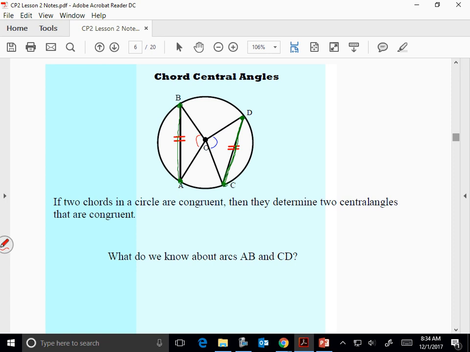What do you think? If their chords are the same length, what would these two chords tell us about these two arcs? That'd be the same, right? And if both of those arcs are the same, then both of their central angles are the same. So if I called this angle number 1 and this angle number 2, if their chords are congruent, then the measure of angle 1 should be equal to the measure of angle 2.